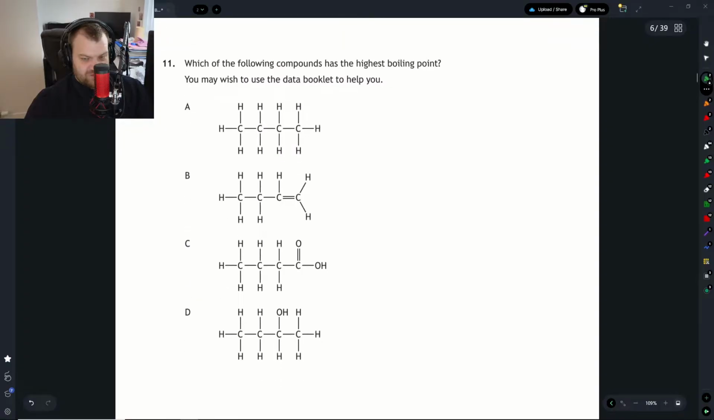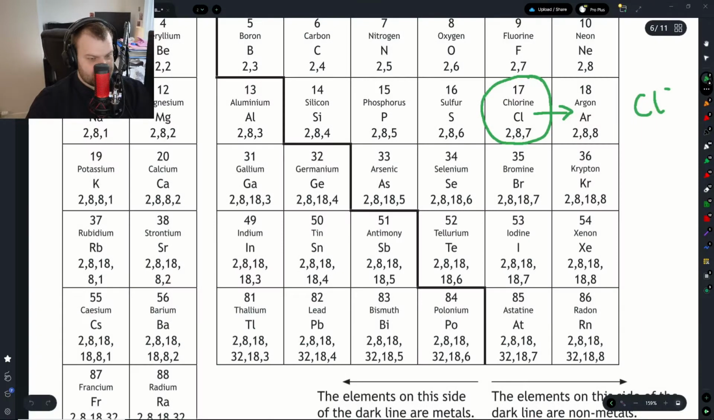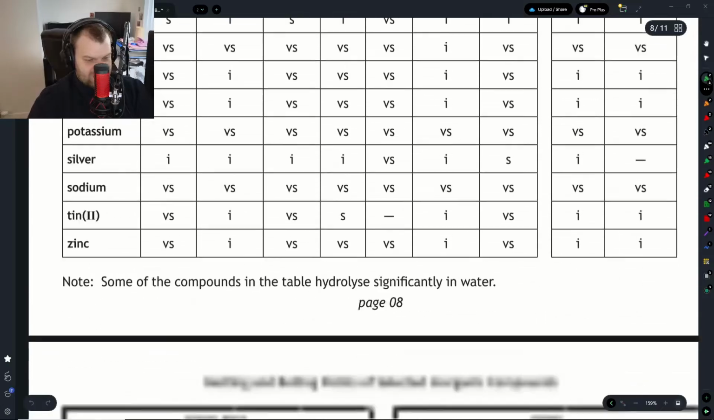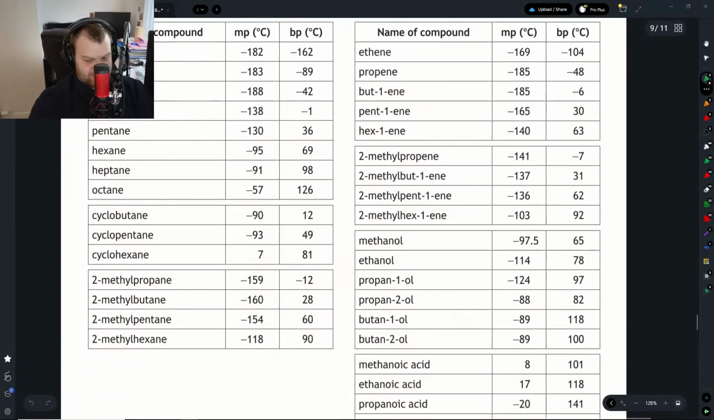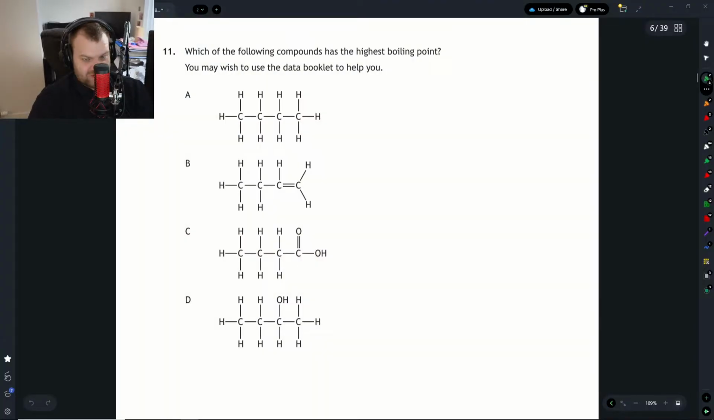On to number 11. We're looking to see which things have the highest boiling points. First thing, we need to identify which chemicals we've got. Each of them have 4 carbons. 4 carbons in chemistry means we're talking about the butanes. There are quite a few options of the butanes in this page, so let's look at how we can tell them apart. First thing is, the first one has only carbon to carbon single bonds. This means this is going to be an alkane. Specifically, that will be butane.